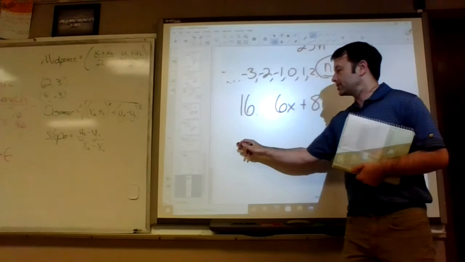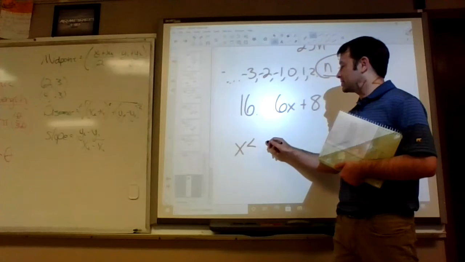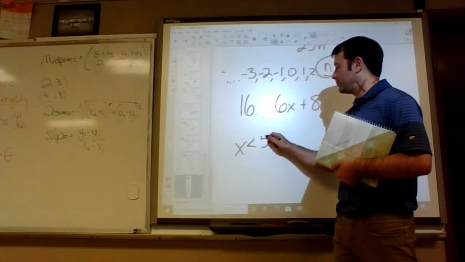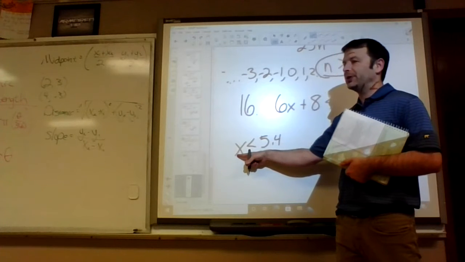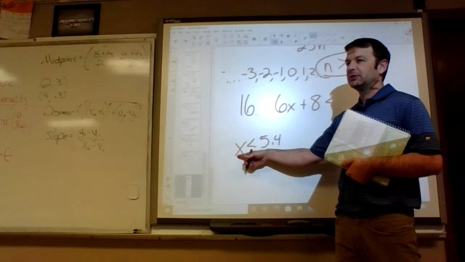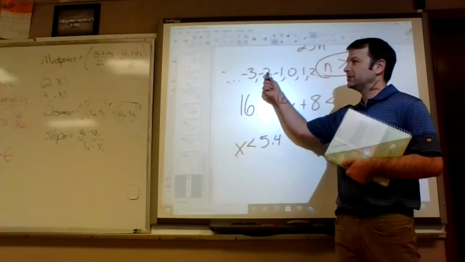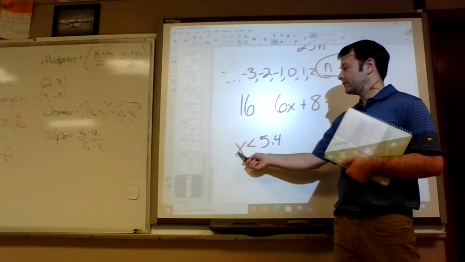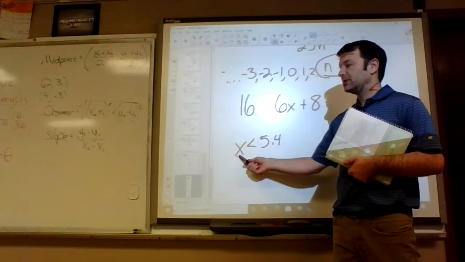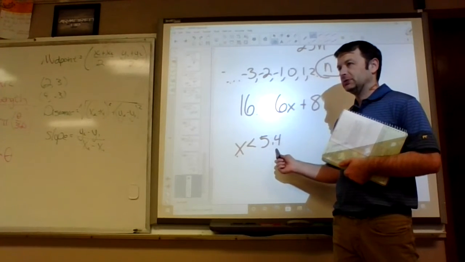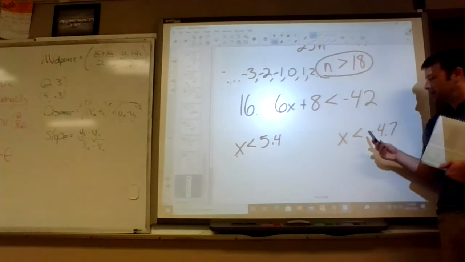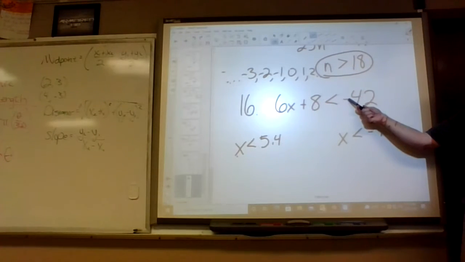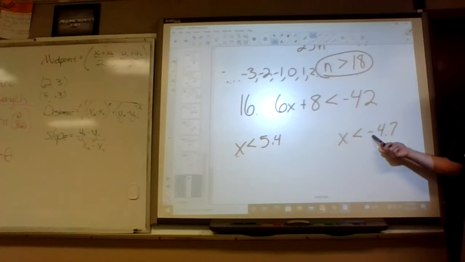Actually, let me start with this. Let's pretend it said x is less than 5.4. What's the biggest integer that would work for this? 5.3. Now, what did we say integers were? No, it's 5. 5 is the biggest integer that would work for this. Our answer on this one's going to be negative because of that negative right there. So what would be the biggest integer that would work for this?